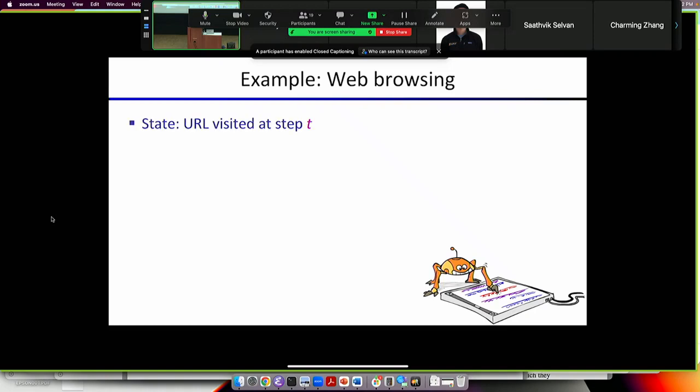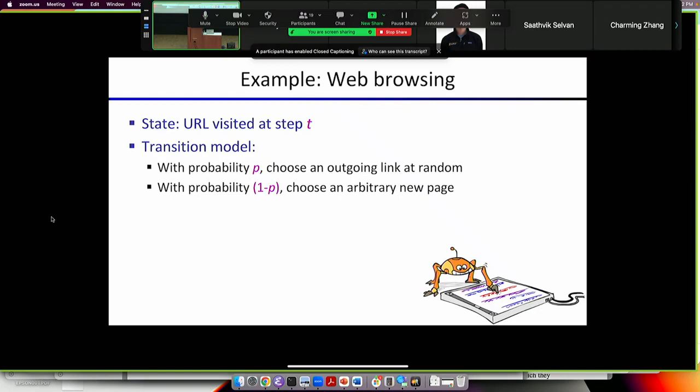So the state is the URL at time t. The transition model could be, for example, most of the time, so P might be, let's say, 90% of the time, you just choose an outgoing link at random. And every so often, we'll just assume that you choose an arbitrary new page. So you just type something and you change your mind about following these links. You say, oh, I'll just type some new thing into Google and start again. I'm bored with that. I'm going to go look for a pair of Wellington boots to deal with the weather. So that's an oversimplified probability model, but it's not a bad model of what happens when you browse the web.